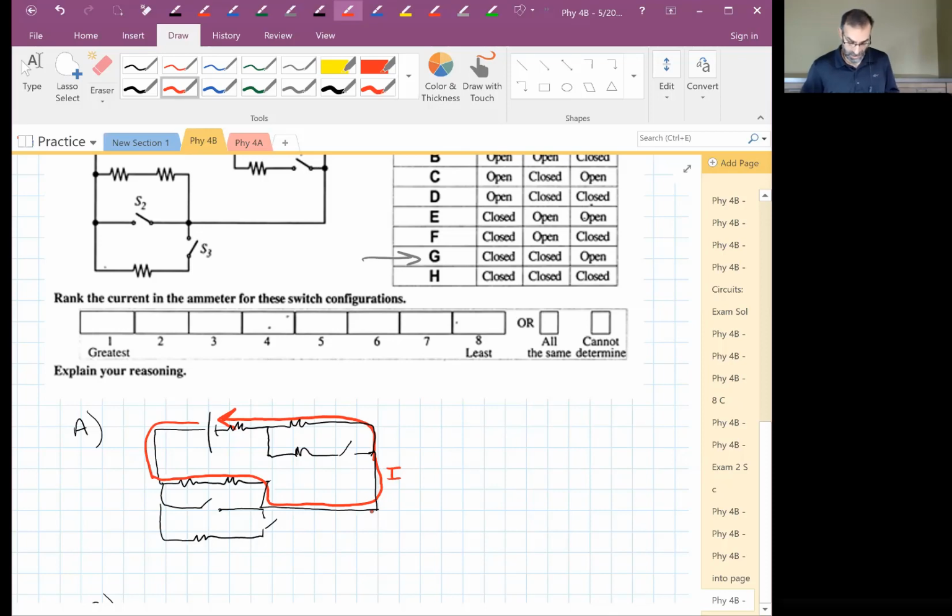So let me see what I used for current here. Let's see, I used 10 ohms. All the resistors are 10 ohms, and it's a 12-volt battery. So let's make it a 12-volt battery and 10 ohm resistors.